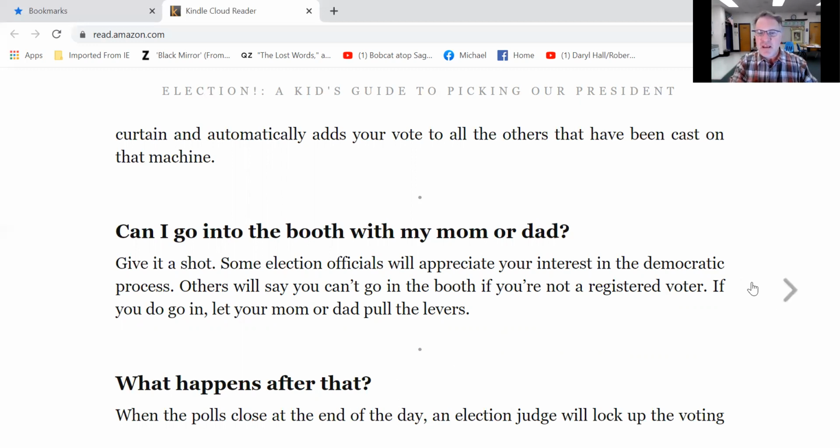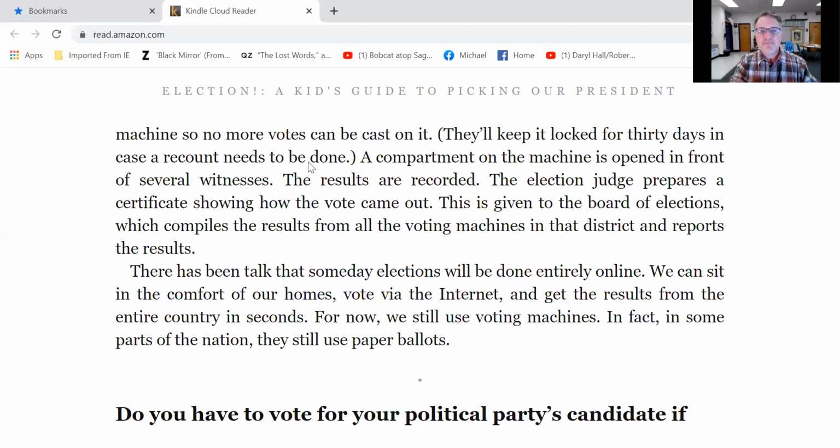When the polls close at the end of the day, an election judge will lock up the voting machines so no more votes can be cast, and they'll keep it locked for 30 days in case a recount needs to be done. A compartment of the machine is open in front of several witnesses. The results are recorded. The election judge prepares a certificate showing how the vote came out that is given to the Board of Elections, which compiles the results from all the voting machines in that district and reports the results.